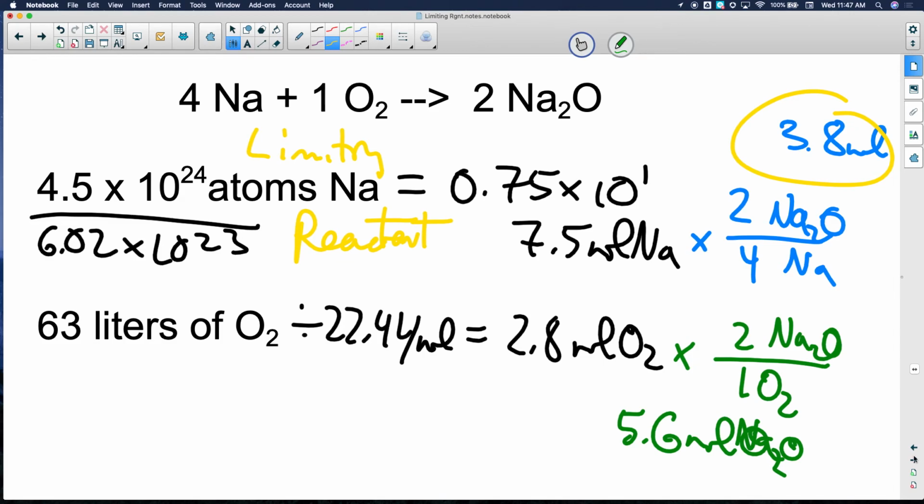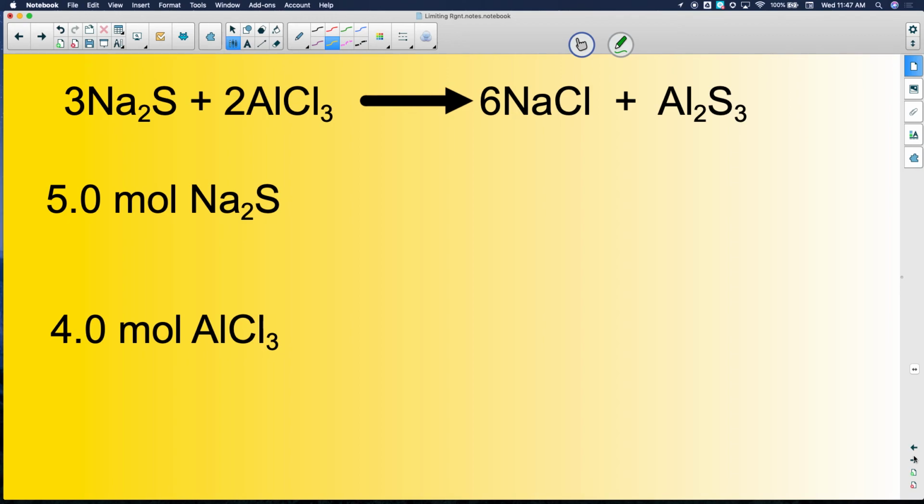I'm going to take all the molar conversion parts out of this and just address one last question with these problems. Okay, write down this confusing reaction. 3Na2S plus 2AlCl3 makes 6NaCl and 1Al2S3. Write all that down. Go.